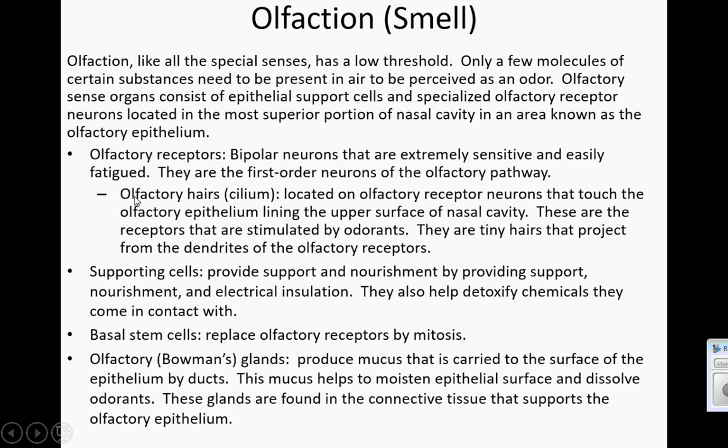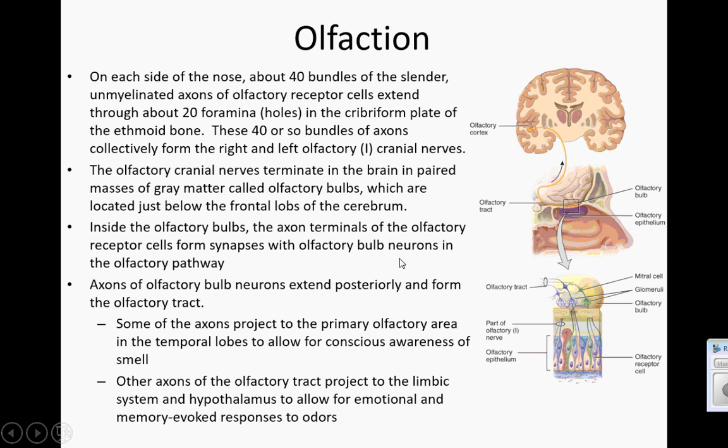At the tip of the axons are where we find the actual receptors for our odorants. What we actually smell are called odorants. The molecules and chemicals that we smell stimulate these olfactory hairs or cilia. These are tiny hairs projecting from the dendrites of the olfactory receptor cells. You can't see them labeled, but they would be these little squiggly lines down here at the bottom of our olfactory epithelium.